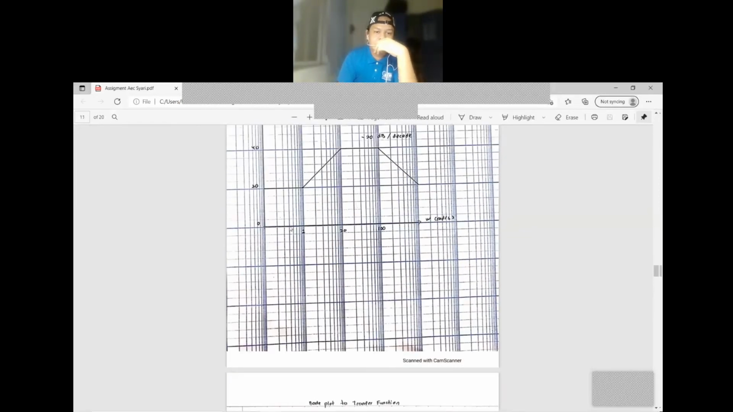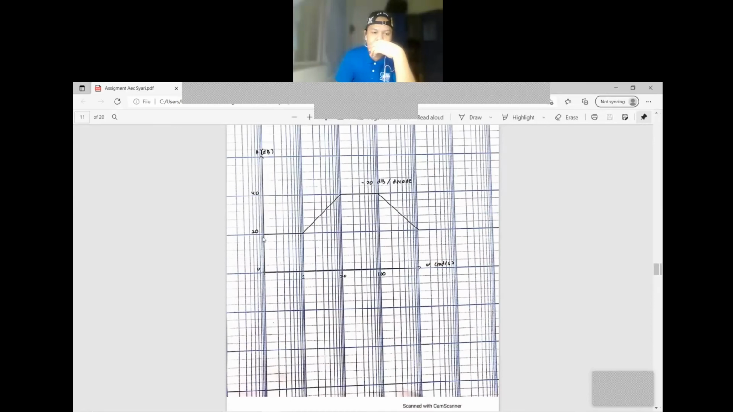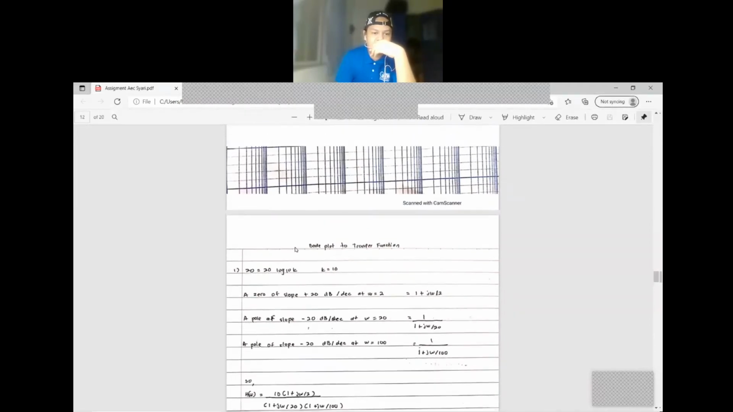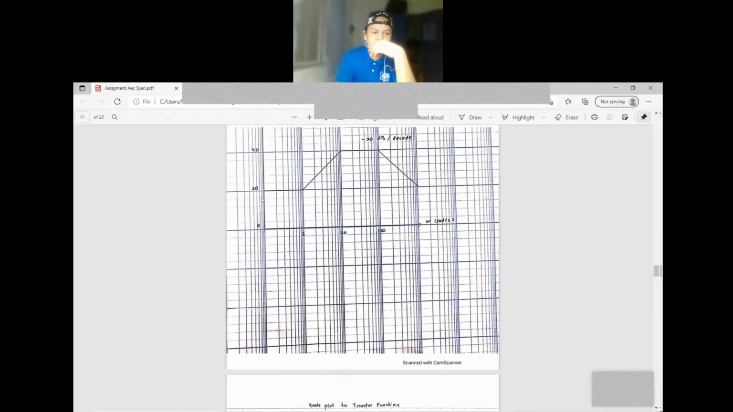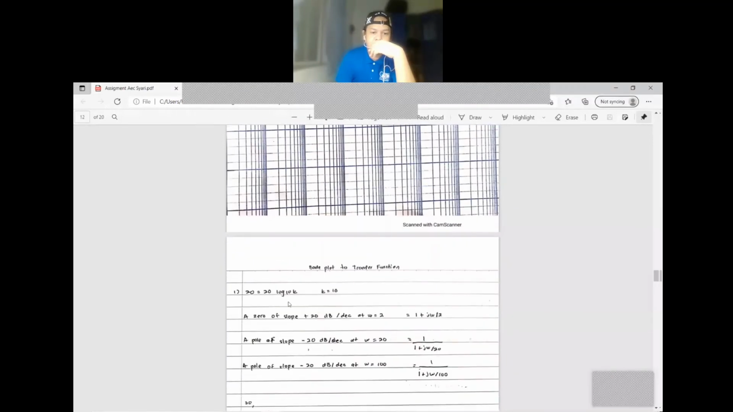Now is the first step. We need to write down the first line for the Bode plot, which is 20. We write down the formula 20 log 10 k, where we got the 20 from the starting 20. So we get k is equal to 10.